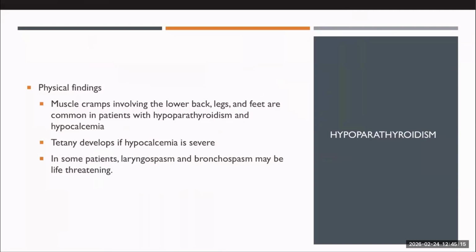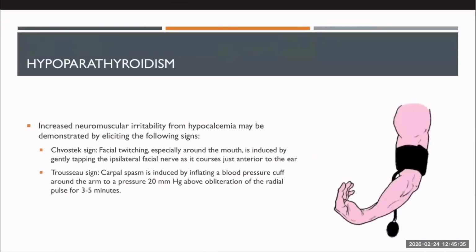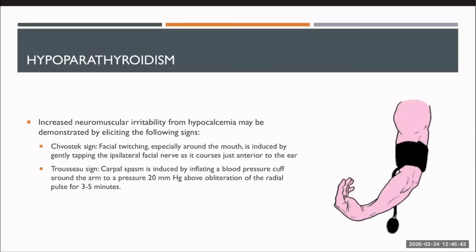Physical findings, muscle cramps are going to be common. Tetany can develop if hypocalcemia is severe enough. When they get tetany, be careful with laryngospasms and bronchospasms that can cut off their airway. And now you have to worry about intubating that patient because the airway closed up. So be very careful with tetany. We can do a couple of signs for these patients to see their irritability.